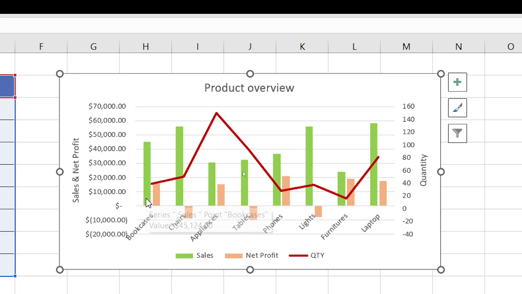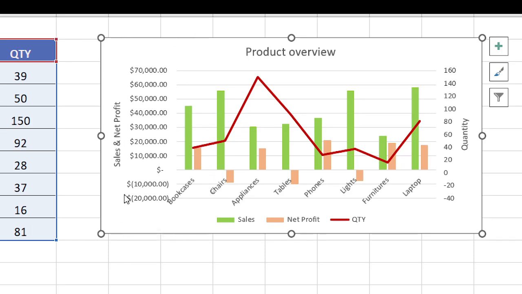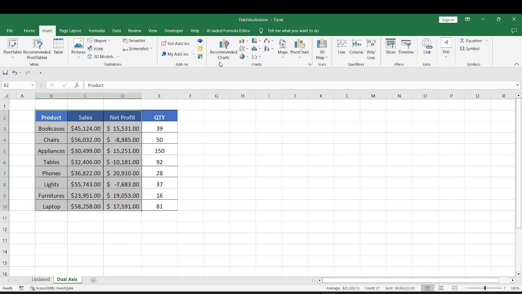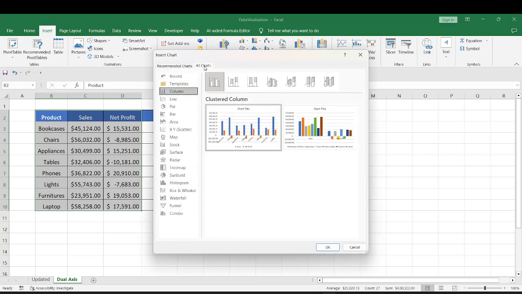When you look at this chart, sales, net profit and the quantity, they are all related to products. Combo chart helps us to compare the data for the same product under different dimensions. Let's try dual axis in a different way. Let me select only sales and net profit. Insert, recommended charts, all charts, combo charts again.